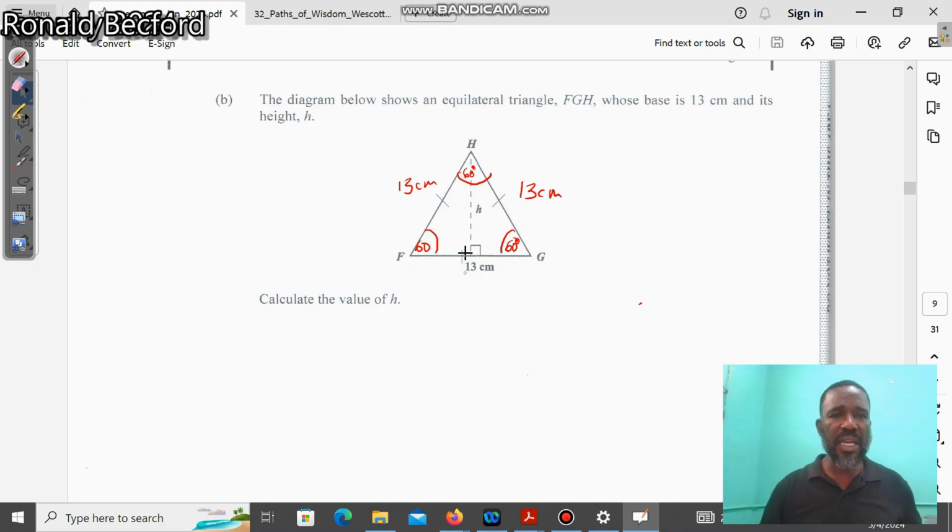How are we going to calculate the value of h? Now, there are two things. First, if we recognize that h is a vertical line that falls down and it's perpendicular with the base, it means that these two sides are also equal. So therefore this side is 6.5 centimeters and this side is also equal to 6.5 centimeters, and 6.5 plus 6.5 is equal to 13 centimeters. So that's the basic concept that we could use.